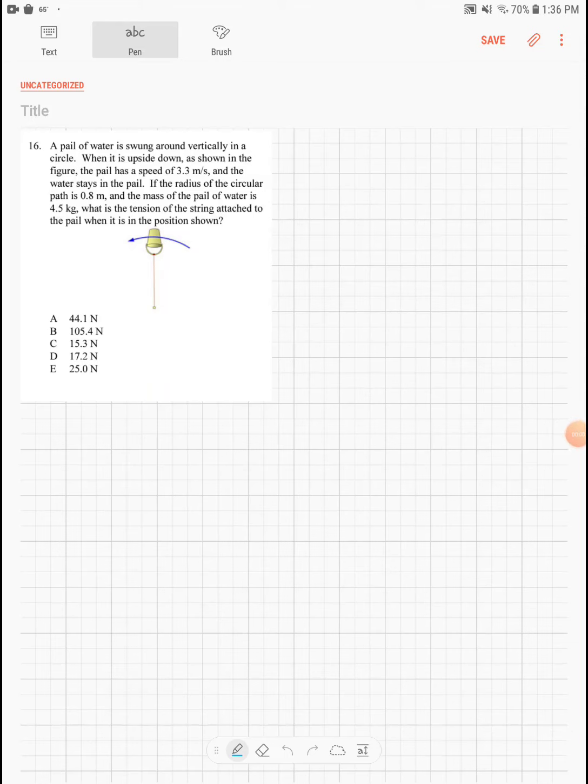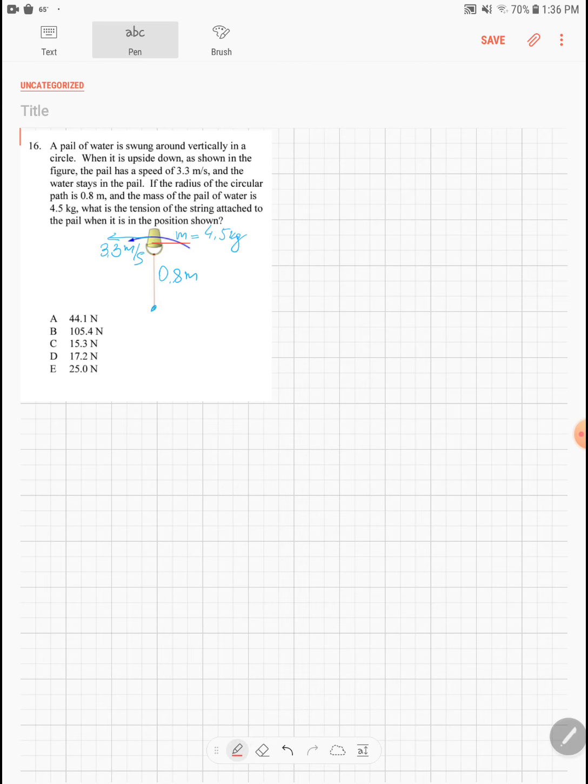Okay, here is another problem where we know the speed of this bucket of water. It is 3.3 meters per second. We know the radius of the circular motion. It is 0.8 meters. We know the mass of this bucket of water. It is 4.5 kilograms.